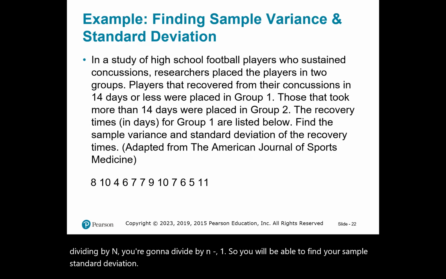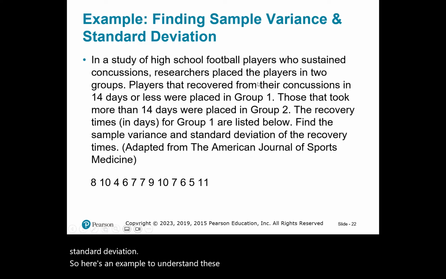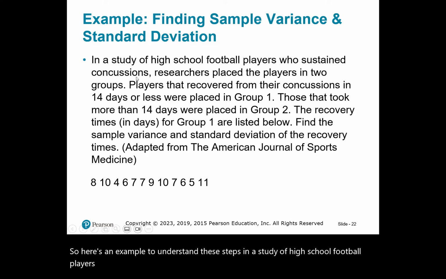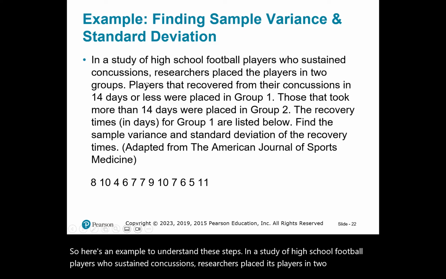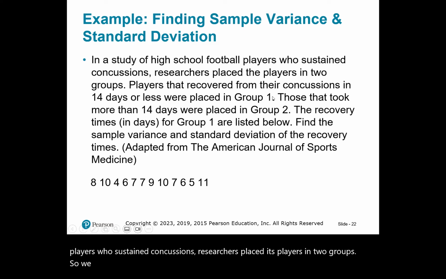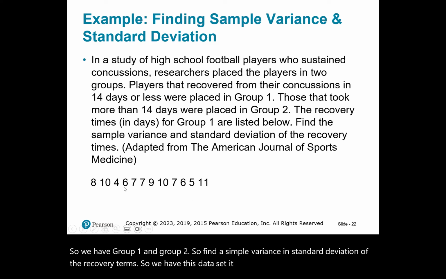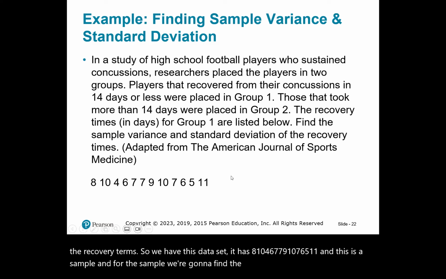So here's an example to understand these steps. In a study of high school football players who sustained concussions, researchers placed the players in 2 groups. So we have group 1 and group 2. Find the sample variance and standard deviation of the recovery times. So we have this data set: 8, 10, 4, 6, 7, 7, 9, 10, 7, 6, 5, 11. And this is a sample.